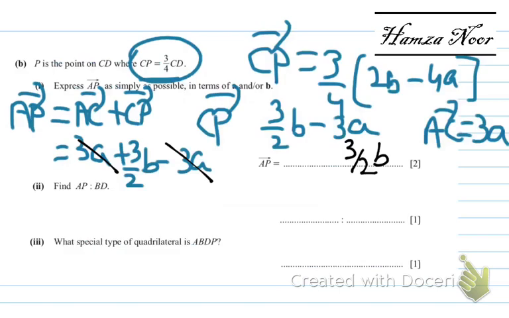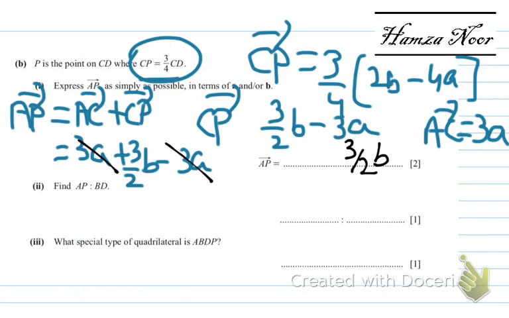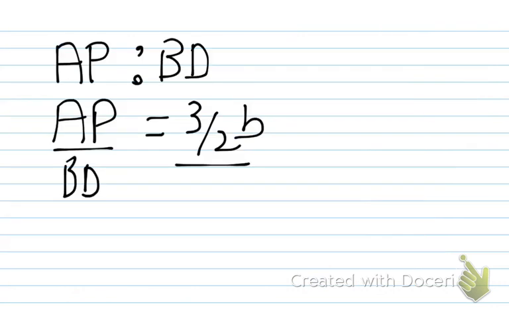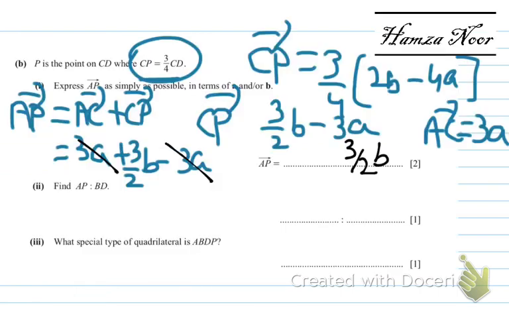Alright, and the BD vector, okay, you also know that point B is the midpoint of OD, and since the OB vector is b, the BD vector is also equal to b. Alright, so the BD vector is b. b and b cancel out. This means the ratio is 3:2. AP over BD is equal to 3 over 2. So the ratio is 3:2.